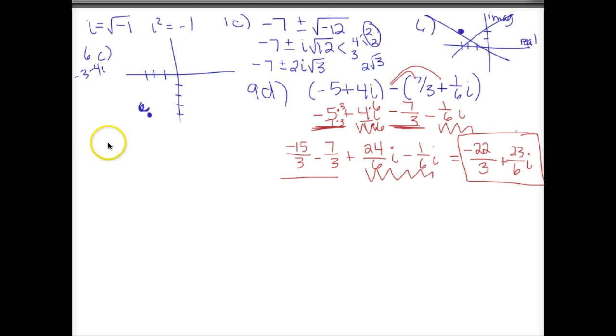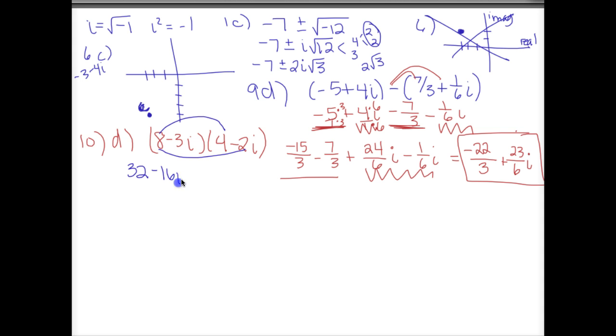So if we look at multiplication in number 10 here, if we look at 10D, you've got 8 minus 3i times 4 minus 2i. So foiling is how I'm going to begin here. So firsts, 32. Outsides, -16i. Insides, -12i. The signs are so important, guys. Lasts, negative times a negative is a positive, so +6i squared.